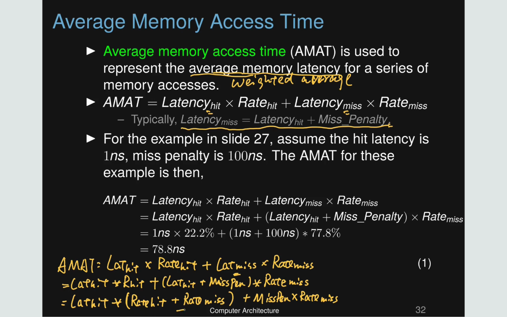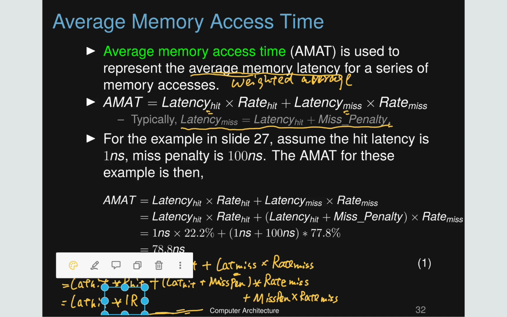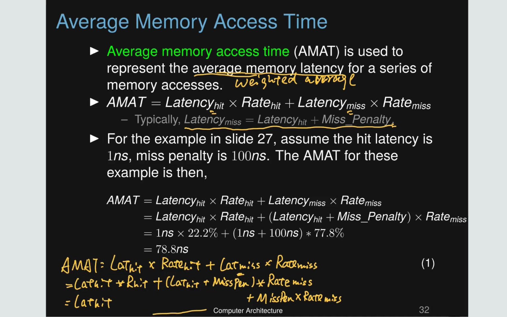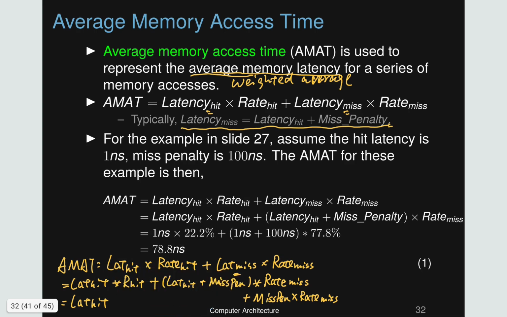And we know that for cache access, it is either a hit or a miss. So the sum of the hit rate and miss rate is going to be 1. Otherwise, we're going to violate the definition of hit and miss ratios. So we know the average memory access time is effectively just hit latency multiplied by 1, plus the miss penalty multiplied by miss rate.